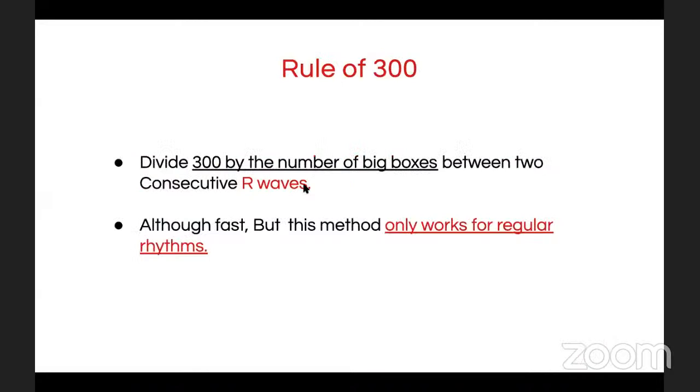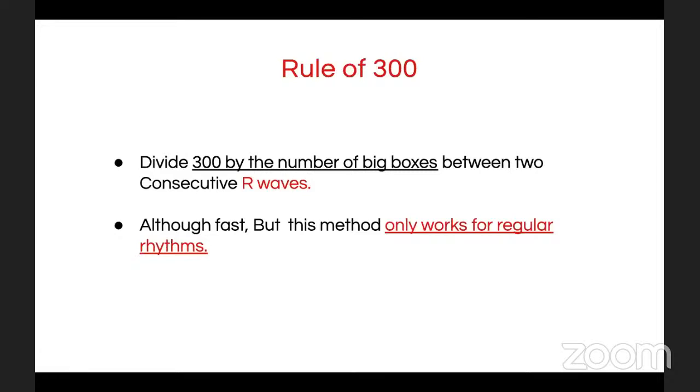أوكي الحين rule of 300. جينا الطريقة الثانية اللي هي rule of 300. هذه الطريقة أنا أشوفها أسهل طريقة، بس هذه works only في regular rhythm. أوكي طيب كيف الطريقة هذه؟ divide 300 by the number of big boxes. ركزوا لي على أنها تكون big boxes between two consecutive R waves.